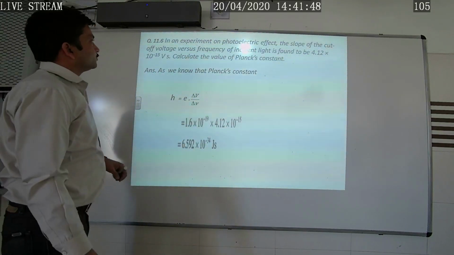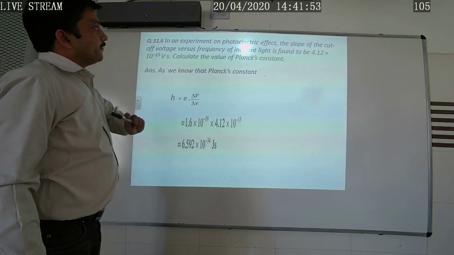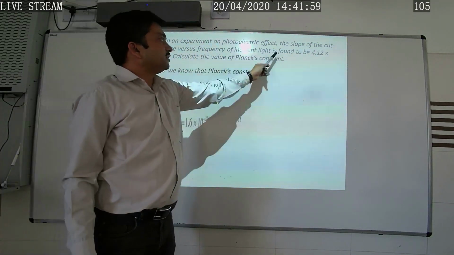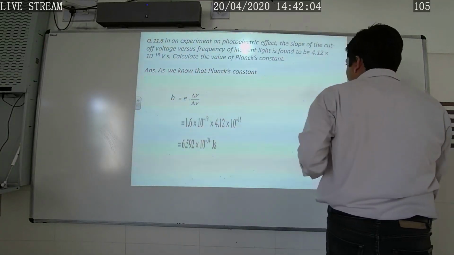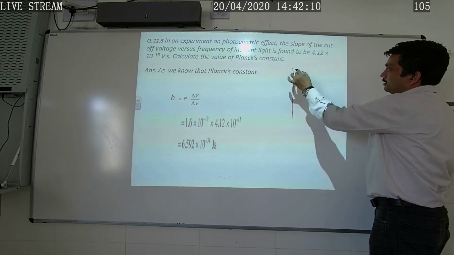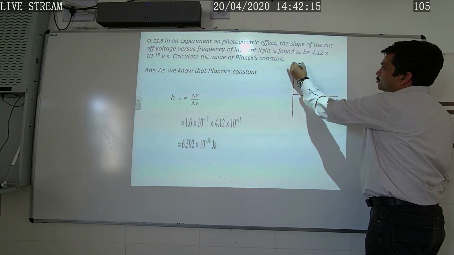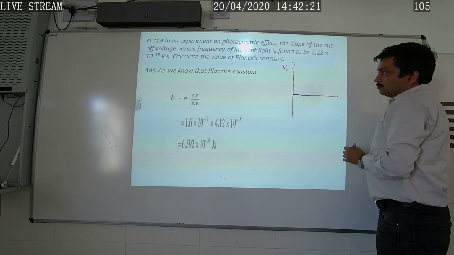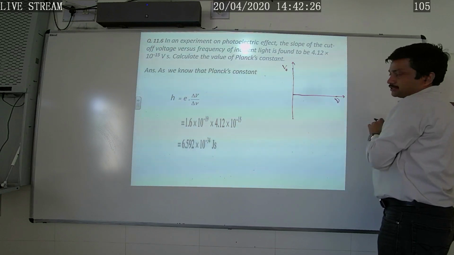The next question's statement is: in an experiment on the photoelectric effect, the slope of the cutoff voltage versus frequency of incident light is found to be this much. Calculate the value of Planck's constant. Now here, students, R.A. Millikan in the year 1912, instead of disproving the Einstein photoelectric equation, checked its correctness by plotting the graph between cutoff potential versus frequency.